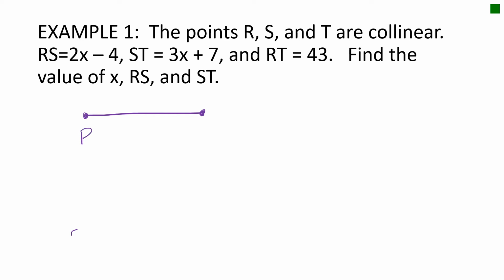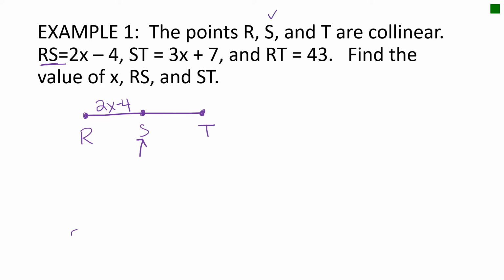Okay. And we have points R, S, and T. Now, do we always have to draw a diagram? Not necessarily, but I like to draw a diagram so I can see it and I can label it and I know exactly what's happening. So we know that RS is 2x minus 4. So I'm going to label RS 2x minus 4. Just to take a step back quick, why did I put S in the middle? Why does S have to go between R and T?